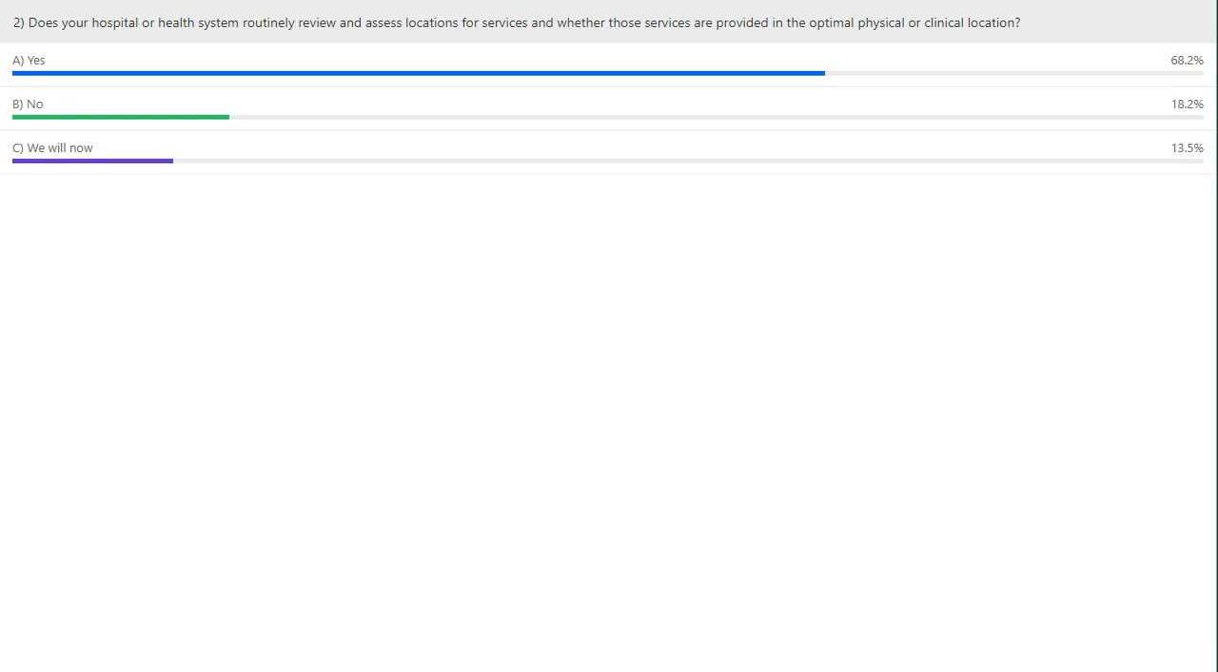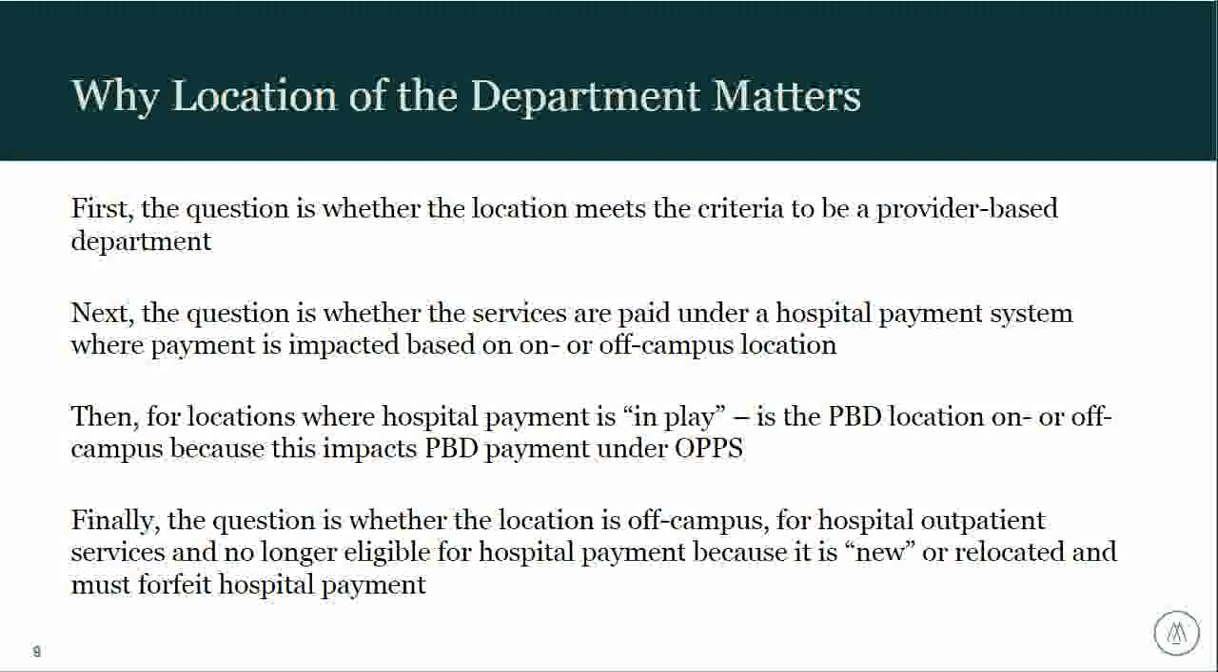Valerie, take us into why we care. Yeah. So why the location of the department matters? Well, because it determines the payment system, and then it determines other key components related to the definition of a hospital in terms of where you can reduce expense and what you can do, right?